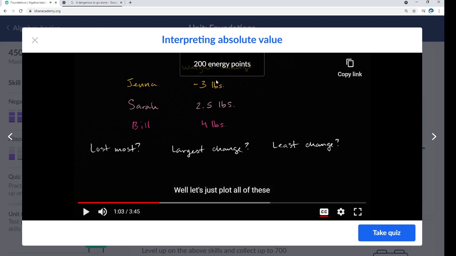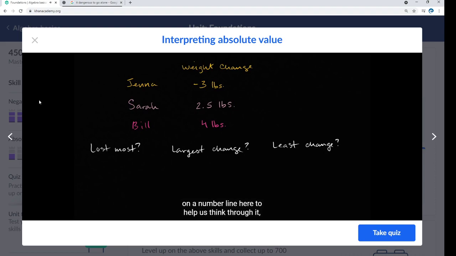So we're trying to interpret these values. Let's go ahead and plot all of these on a number line here to help us think through it. So Jenna's weight change is -3 pounds. So that's Jenna, right over there. I'll say J for Jenna. Sarah's weight change, and she had a weight gain, is 2.5 pounds. Positive 2.5 pounds for Sarah. And then finally, Bill gained 4 pounds. So that is Bill. Bill's the champ. Right over there. Go, Bill. Now let's answer the question.